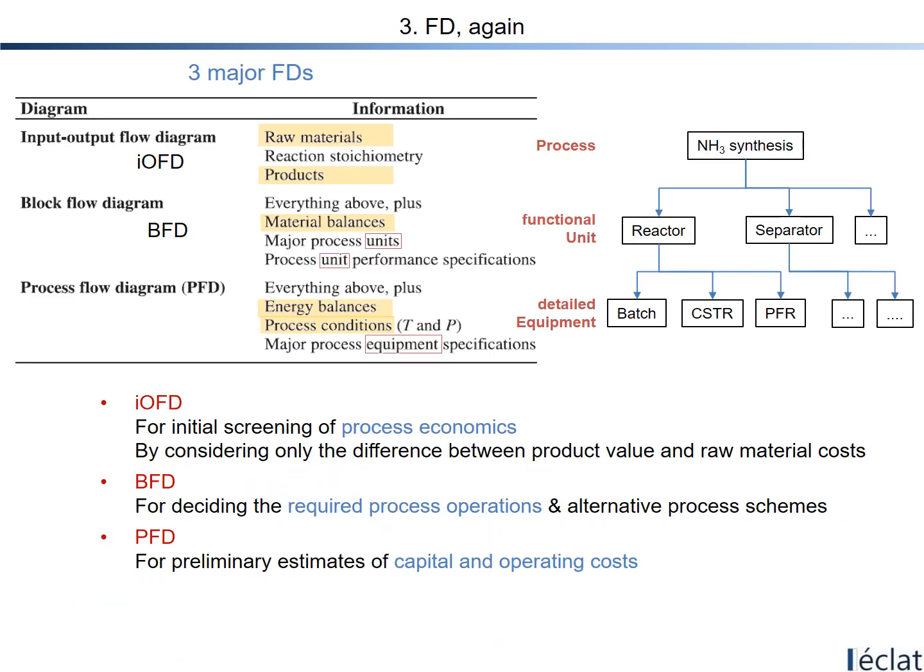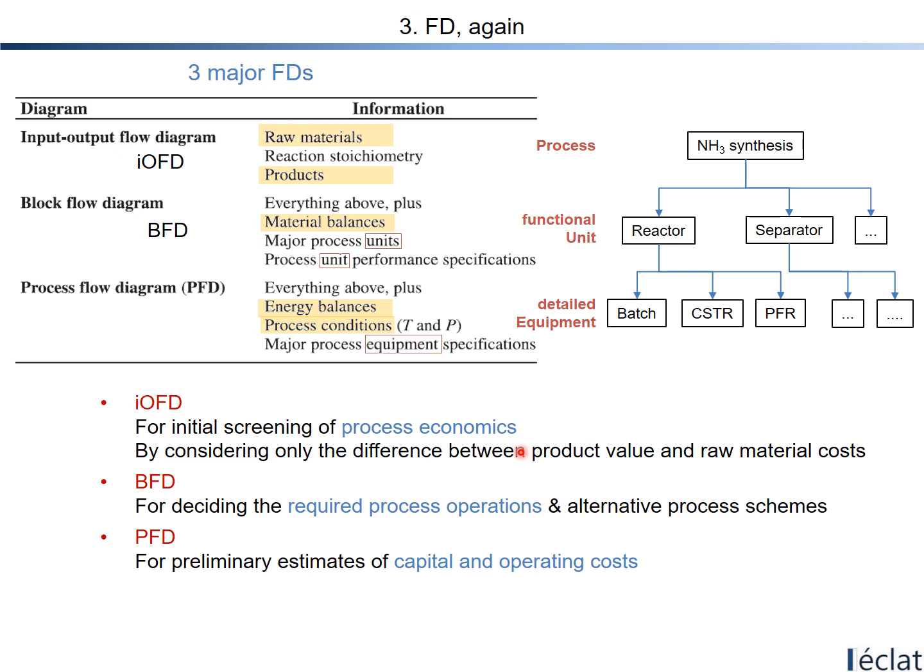Okay, we are back to the very first table, the summary about these three major flow diagrams. Again, IOFD, BFD, and PFD look similar to each other actually. The input-output flow diagram is used for initial screening of process economics by considering only the difference between the very last product and the very first raw material cost.